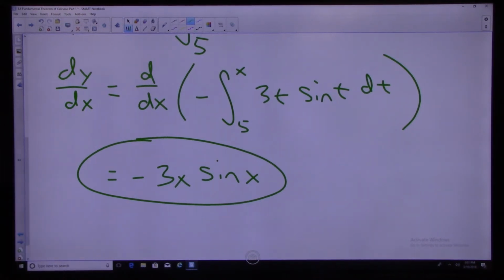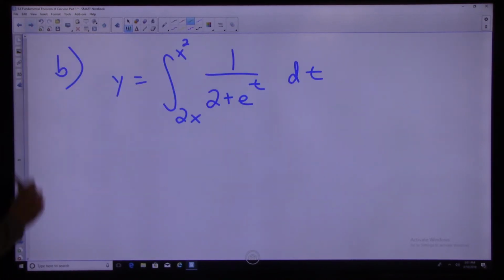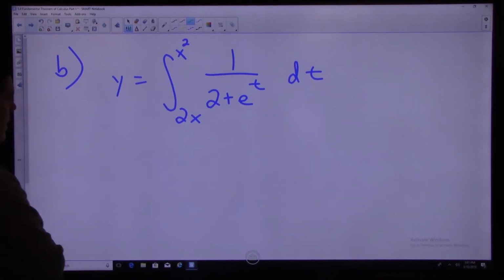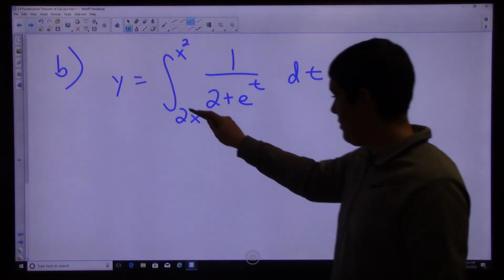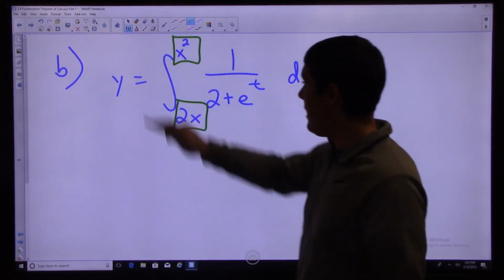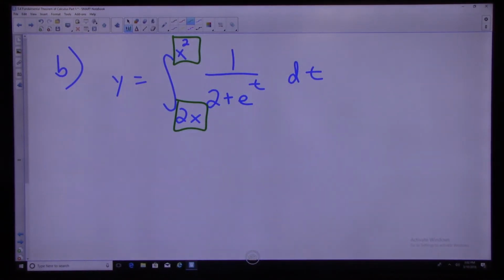Alright, last one. And I think this is the toughest example, so let's get to it real quick. So we've got y equals the integral from 2x to x squared of 1 over 2 plus e to the t dt. Okay, here we go. So, there's a couple things that I have to worry about here, and the two things are this guy and this guy. Those are the two things we need to worry about.